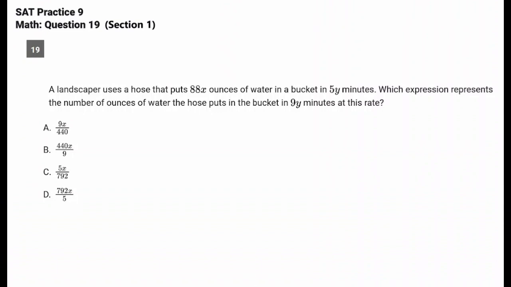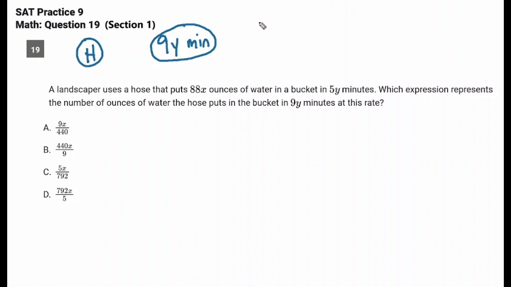We're on SAT Practice Test 9, Math Section 1, Question 19. What's the level of difficulty here? It's hard. A landscaper uses a hose that puts 88x ounces of water in a bucket in 5y minutes. Which expression represents the number of ounces of water the hose puts in the bucket in 9y minutes at this rate? So what are we looking for? 9y minutes.